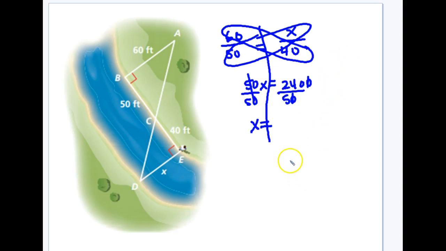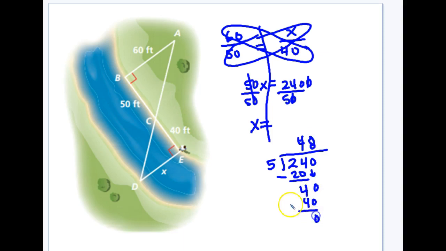I don't know, so let's go ahead and do my old school division here. 5 goes into 24 4 times. That's 20. Subtract, bring down my 0. 5 goes into 40 8 times. That gives me a 0. So x is going to be equal to 48 feet.